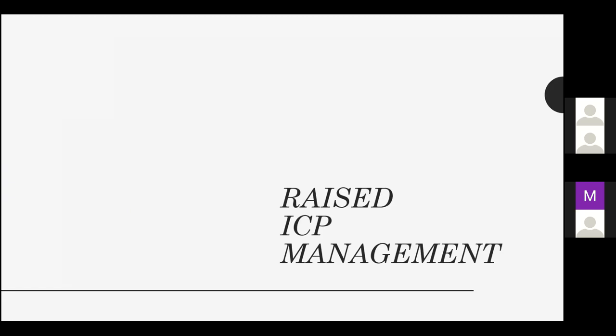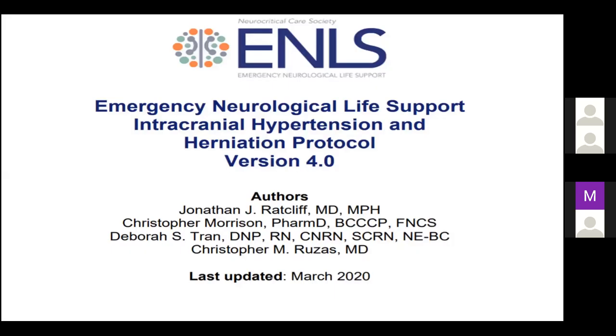Management. So this is the emergency neuro life support guidelines. These are the American guidelines. These are similar to ACLS, BLS, ATLS, APLS. So they give us the management plan, what to do if you see a patient of raised ICP in emergency or in ICU.